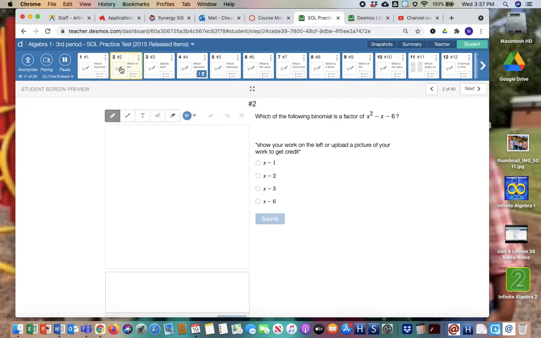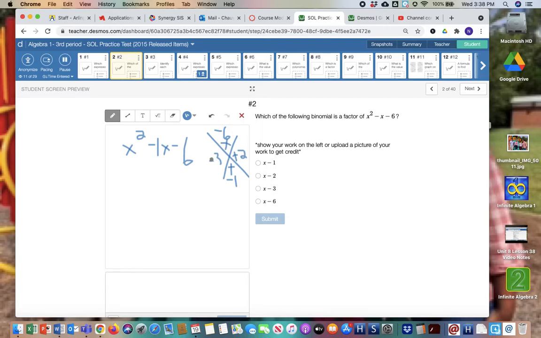So here it says, which of the following binomials is a factor of this? So let's review how do we factor. So if I have x squared minus x minus 6. So really here what this is saying is, hey, there's no number in front of the x squared. It's implied to be a 1. 1 times negative 6. I need two numbers that multiply to negative 6. And remember, no number here means it's implied to be a negative 1. So it needs to multiply to negative 6 and add to negative 1. So that should be negative 3 and positive 2.